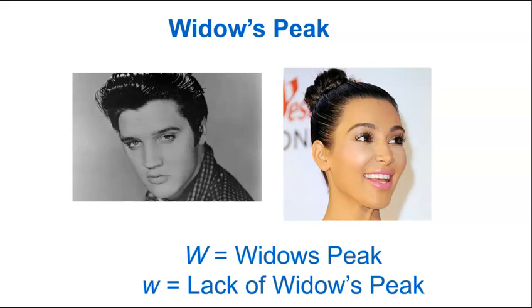Another trait would be a widow's peak. A widow's peak is actually that little pointy portion at the hairline level and the forehead. So the dominant allele is a capital letter W, meaning that person will express the widow's peak. And the recessive allele will be the lowercase w, meaning that person has a lack of a widow's peak. So as you can see, without the widow's peak, the hairline is relatively straight.